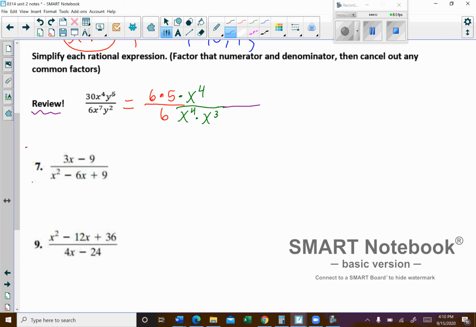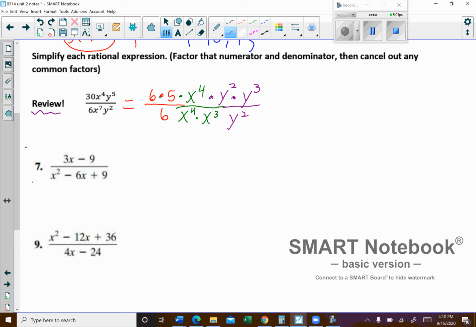I got y to the 5th on top and y to the 2nd on bottom. So kind of like what I did with the x's, I'm going to break this into y to the 2nd times y to the 3rd, which is the same thing as y to the 5th, just factored into two factors. And then I have y to the 2nd on bottom, right? Okay. So what I'm going to do next is cancel out those common factors.